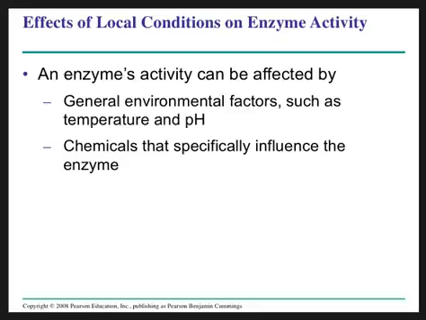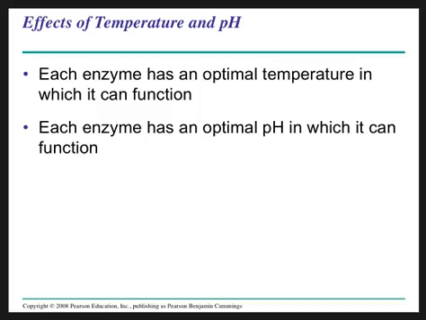And there are certain chemicals that specifically influence that enzyme, good or bad. So we can have enzymes that are positively influenced by the presence of a chemical, and then they work even better, or we can have them impacted negatively, where the presence of this chemical prevents the enzyme from doing its work. Here's what we just said about temperature and pH. Every enzyme has its optimal temperature and pH at which it can function. That doesn't have to be neutral. That doesn't have to be body temp. Certain enzymes work better at higher or lower temperatures. Other enzymes work better at higher or lower pH values.